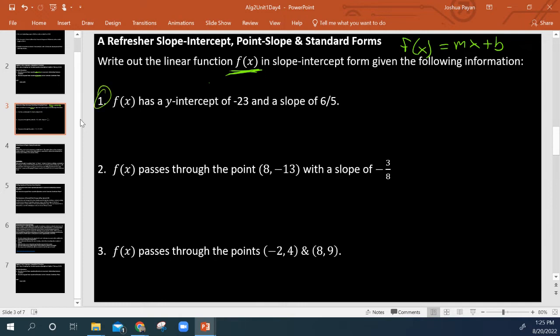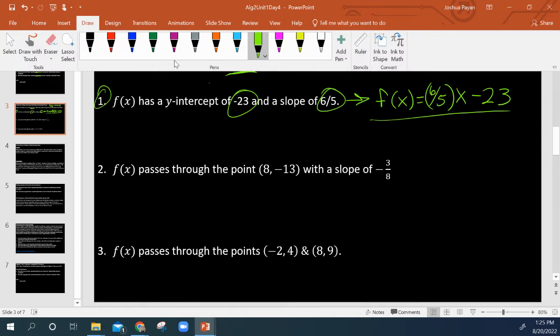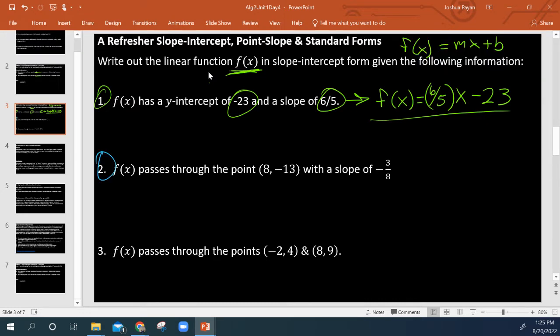Okay, so f of x has a y-intercept of negative 23 and a slope of 6 over 5. So f of x equals mx plus b. And there you go. Okay, passes through the point, so this is our point x1, y1, yes? With this slope. Okay, obviously we're going to use point slope.